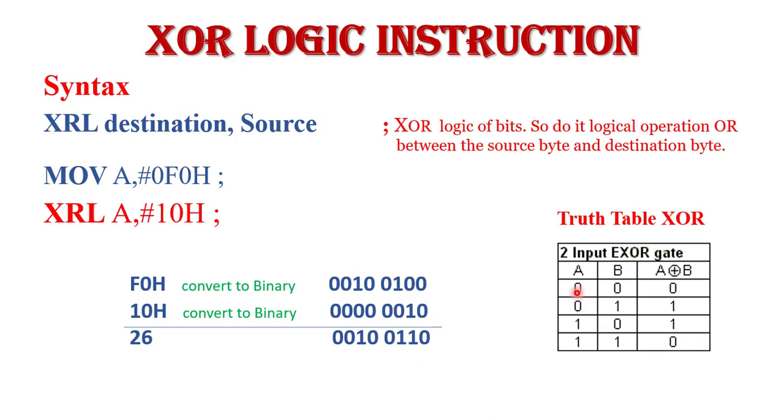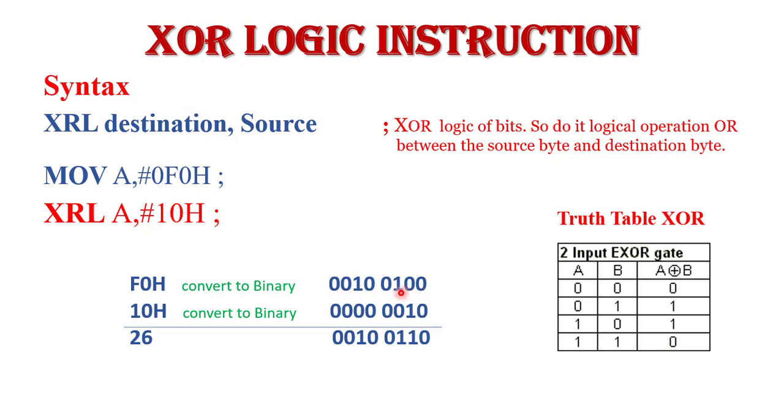So if the input is 0, 0, same input, output 0. Input different, 0, 1, output high, 1. Input different, 1, 0, output high. Input same, 1, 1, output low, it means 0.